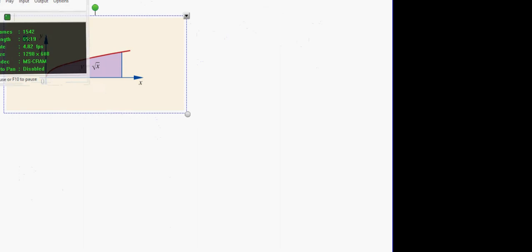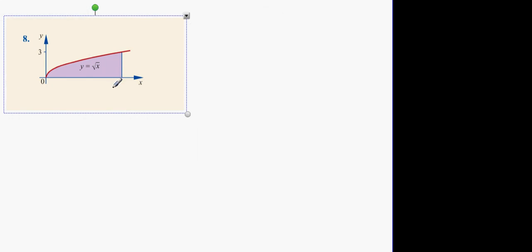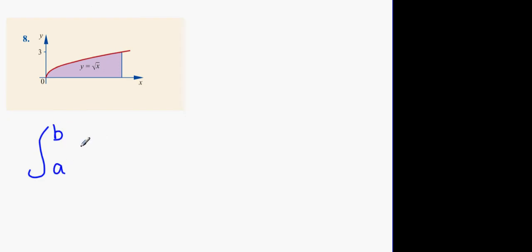So, question A. We're asked to get the area of this. We can see it's pinned against the x-axis. If it's pinned against the x-axis, the formula we're using is the integral from b to a of y dx. Now, y equals x to the power of a half. Is everybody happy with that? Yes.